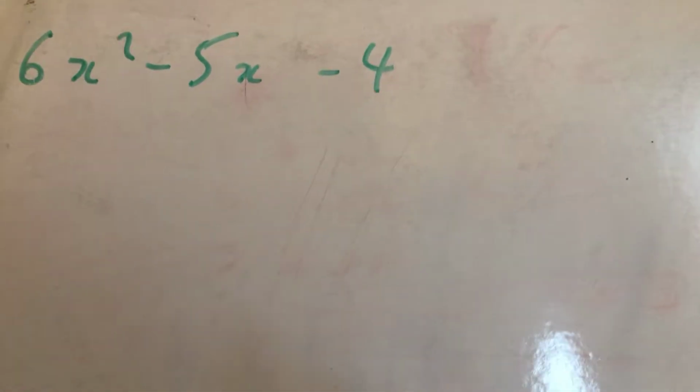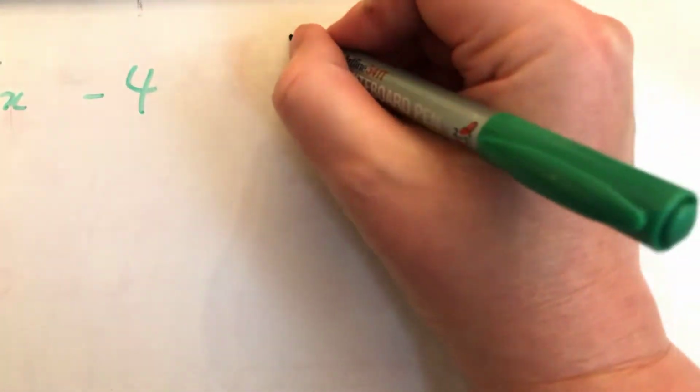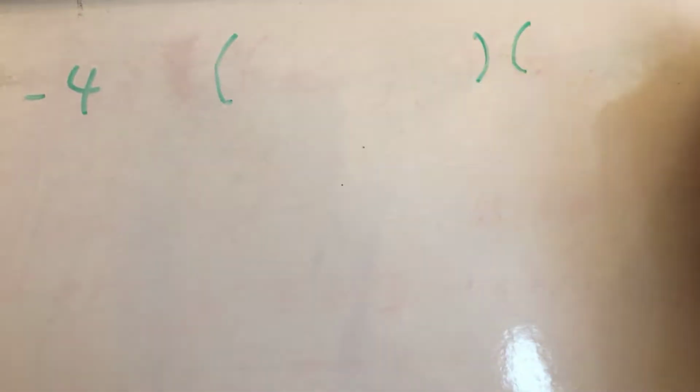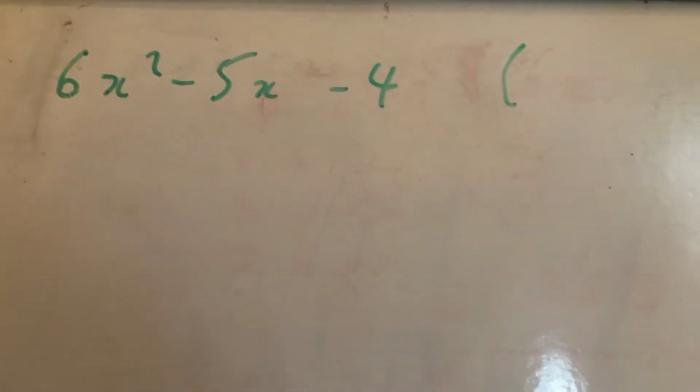All right, here's a tricky problem. 6x squared minus 5x minus 4. So we need to factorise this. This means that we need to come up with two sets of brackets like this that allow us to factorise this equation.